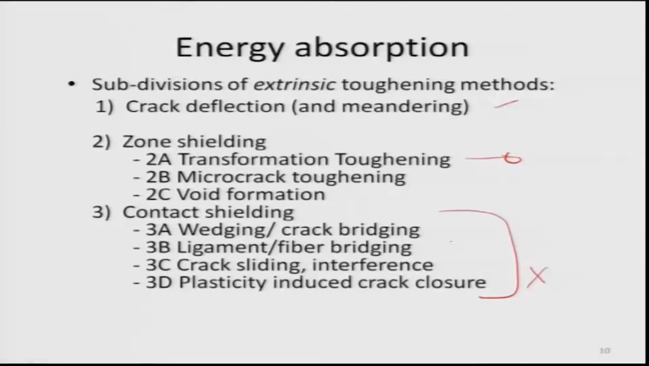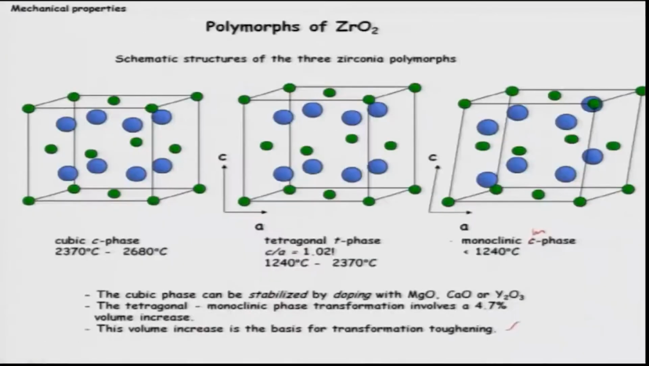Of those means, one way of doing it is crack deflection, the other way, let me just go back to that, is called zone shielding, and one of the ways of zone shielding is transformation toughening. So, as I discussed, again I go back to zirconium oxide.